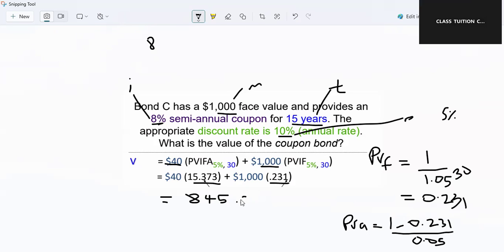So this is what we call the value of the bond. Now how do you find the current yield? It is capital I over the value of the bond. Are we together? Are we following?